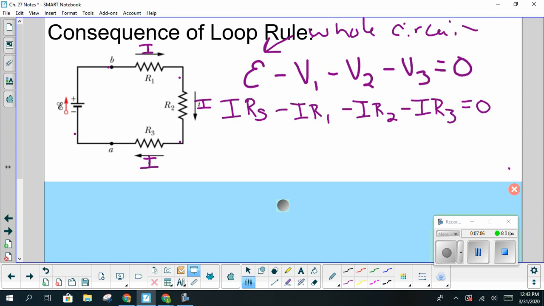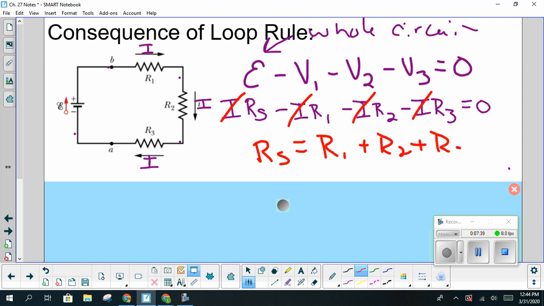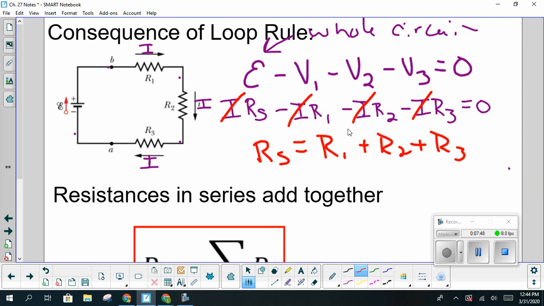All right, so looking at that, you'll notice that the letter I, or the current, appears in each term, and we know that that non-zero current can be divided out, and so we can go ahead and cancel that out from our equation, and then we can simply rewrite this as our resistance in series is equal to, I'm just going to move my R1, 2, and 3 over to the right-hand side of my equation, R1 plus R2 plus R3. And I think it's pretty easy to extrapolate if we had 4, 5, 6, 7, 8, 10, 20 resistors, that our resistances in series would simply add together.